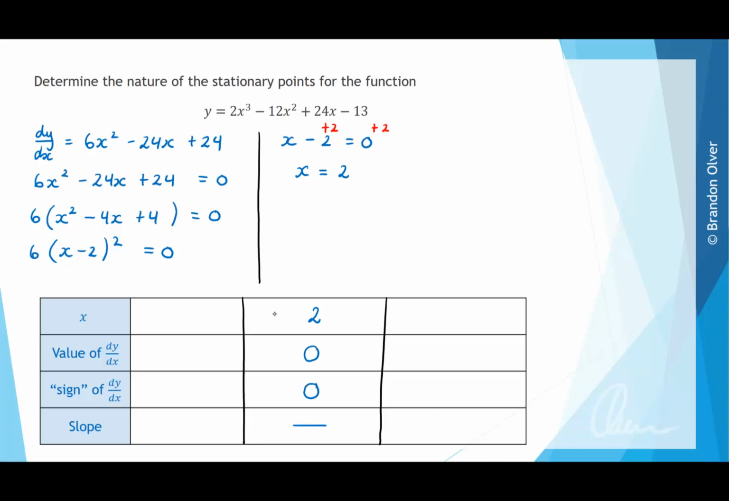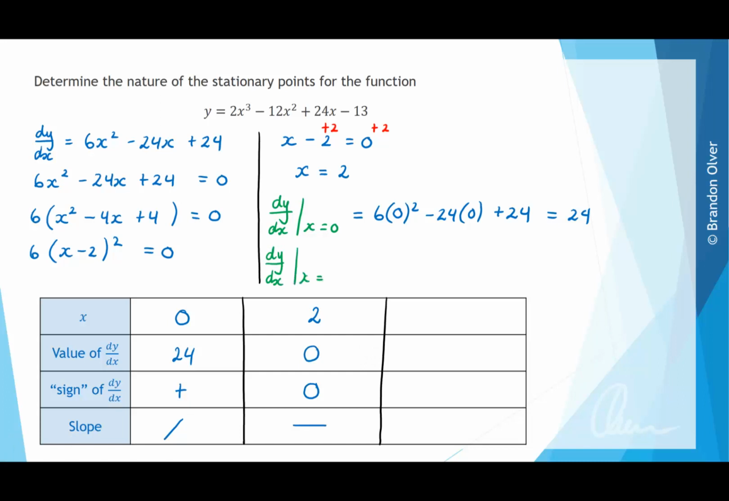And then on the left-hand side, we need a number smaller than 2, so I'm going to select x equals 0 as a very easy number to evaluate. Then we need to find the value of dy dx when x equals 0. And substituting that into the derivative, we find that that's 6 times 0 squared minus 24 times 0 plus 24, and that is simply equal to 24. So the value of dy dx is 24, which is a positive value, so it has a slope that's going up.